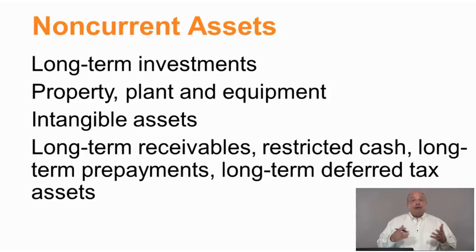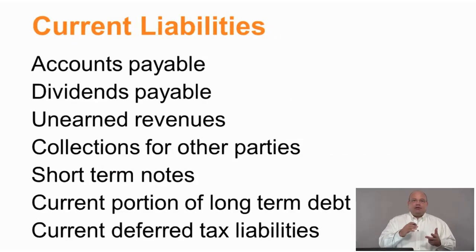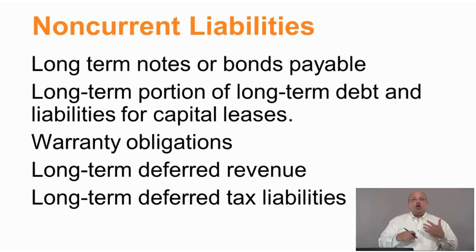Current liabilities: payables, accounts payable, dividends payable, taxes payable, unearned revenues, what we collect on behalf of other parties, sales taxes, for example. Short-term notes, the current portion of long-term debt, the amount of that long-term debt that's going to be paid this year. Current deferred tax liabilities. Examples of non-current liabilities: long-term notes or bonds payable, the long-term portion of long-term debt, warranties, long-term deferred revenue, long-term deferred tax liabilities. Now, those are the assets and the liabilities.